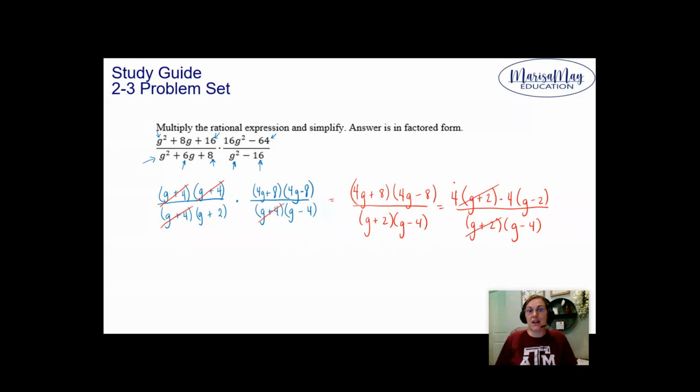And look what we have left on top. I've got 4 times 4, which is 16, times g minus 2, still on top. And then on the bottom, I've got g minus 4. Now, since the answer told us to leave it in factored form, this is as far as I need to go for this problem.